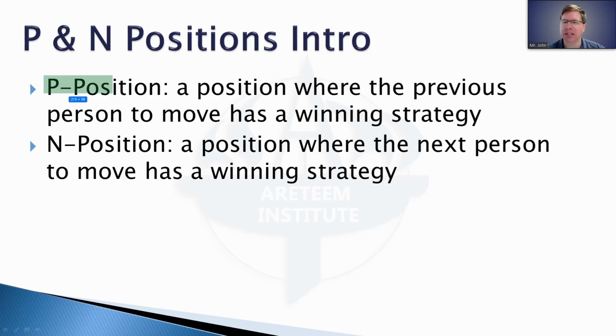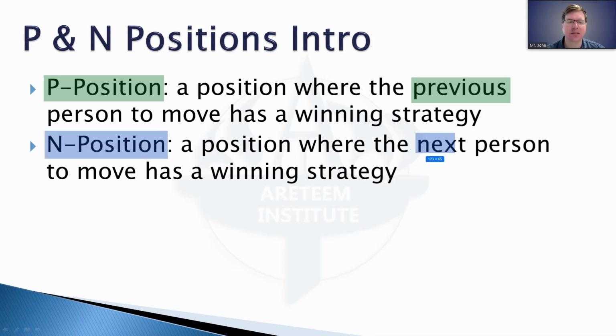So a P position, this is a position where the previous person to move has a winning strategy. And an N position, this is a position where the next person to move has a winning strategy. We're talking about winning strategies because these things could work regardless of how the other person plays. So you have to have a strategy to combat whatever move the other person makes in that scenario.